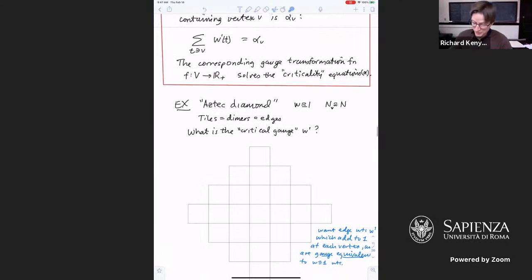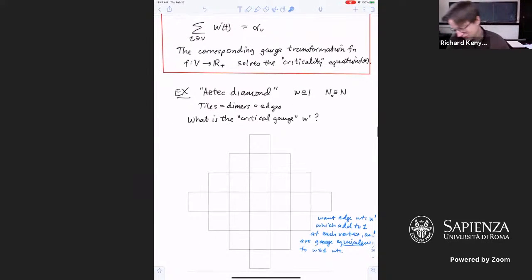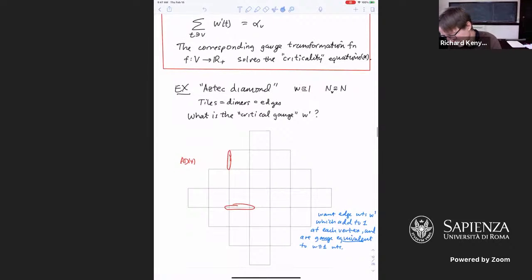Here, let me just flash the slide. It's a well-known tiling problem, the Aztec Diamond. There's some region in the Z2 lattice. Here's the Aztec Diamond of order 4. We're going to tile it with dimers again. The dimers are just edges of the graph, so each tile just consists of 2 adjacent vertices. Initially we have all the weights, just like before, equal to 1, and all the multiplicities are constant.